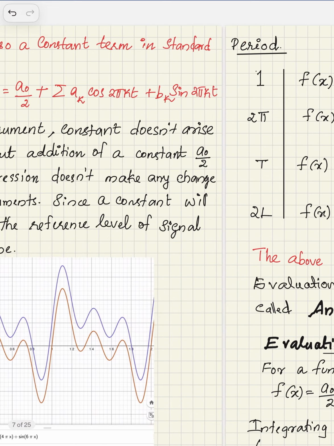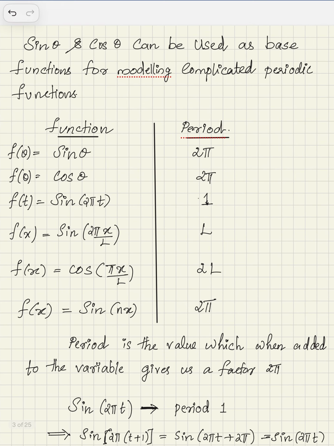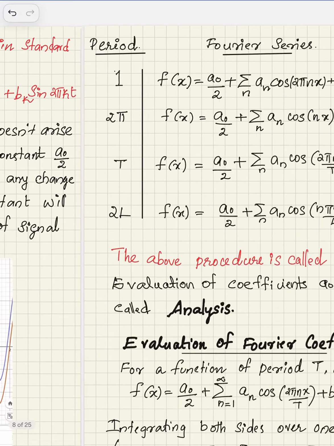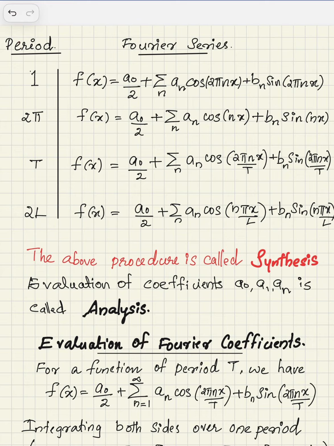In order to understand this, I already mentioned the function as well as its period. Okay, so if your function is with the period 1, you have to write sin 2 pi nt. If your function is with the period L, in the Fourier series you have to write sin 2 pi nx by L. If your period is 2L, you have to write cos n pi x by L. If your period is 2 pi, you have to write sin nx and so on. Okay, so this is the idea behind Fourier series. So in the Fourier series, the argument of sine and cosine depends on the period of the function. Okay, and all this process you can call synthesis.